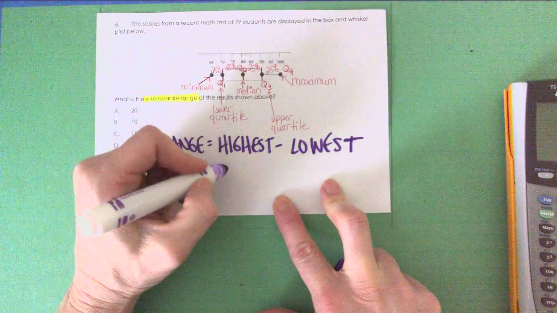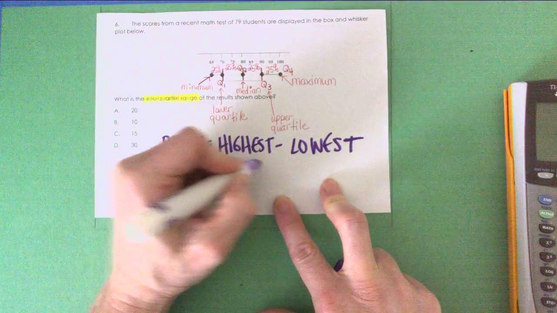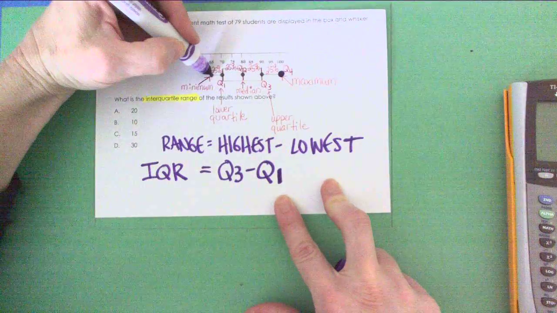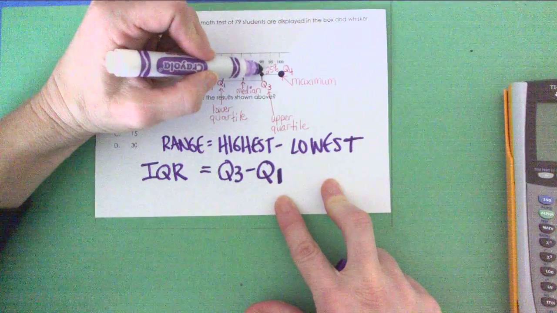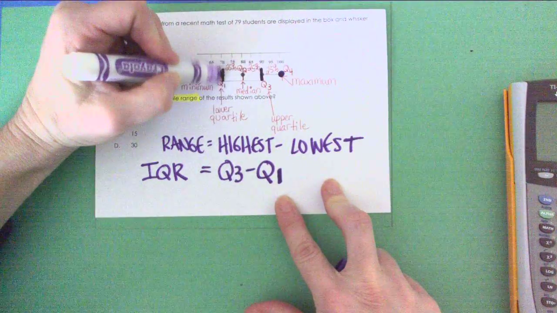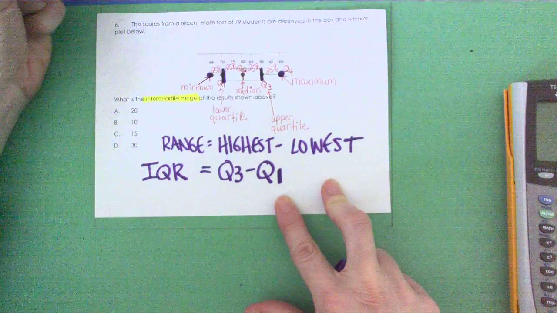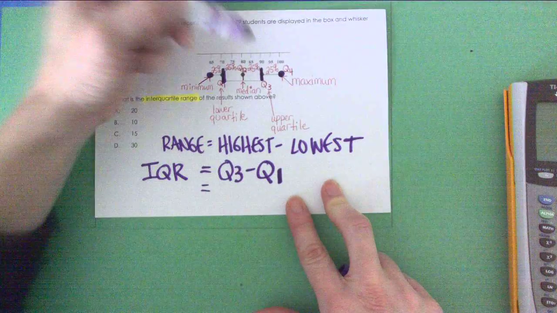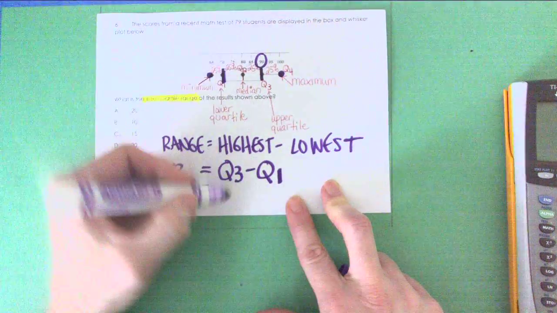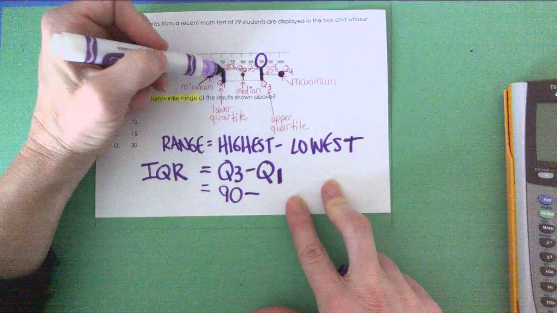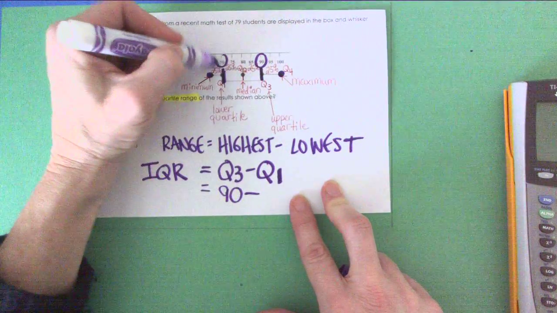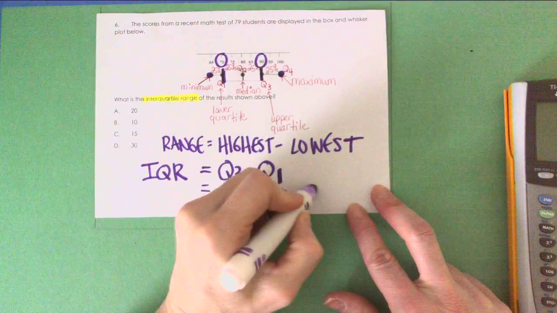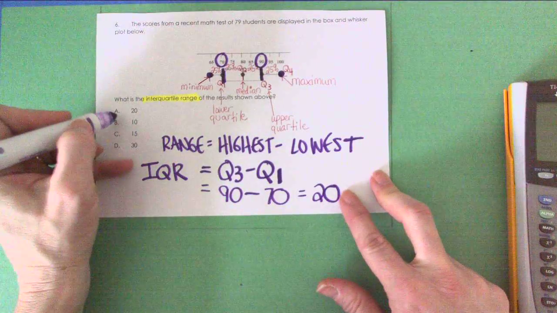IQR is actually Q3 minus Q1. So it's not the highest minus the lowest. It's the right side of the box minus the left side of the box. Right side of the box minus the left side of the box. So let's grab those numbers. This is going to be, the right side is at 90, and the left side of the box looks to be at 70, and so 90 minus 70 is 20. And the answer to this question is letter A, 20.